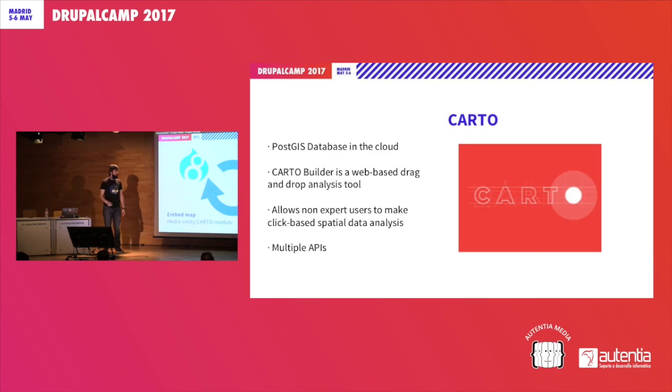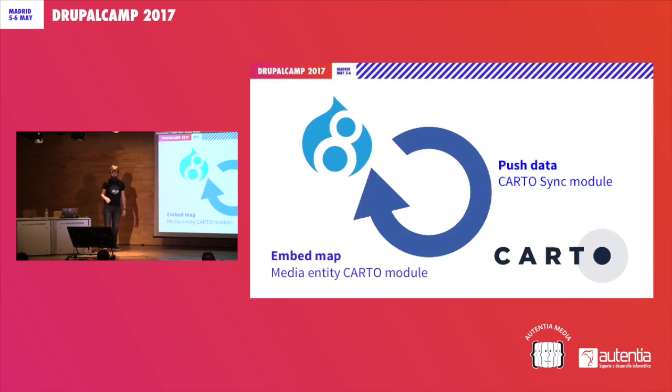So the workflow we are trying to show here is that we have Drupal 8, we have all our data in Drupal 8, we have nodes, we have users, whatever, and what we want is to push that data to Carto, to store it in Carto, and then to create the maps, the analysis, or whatever, and then bring back all that data to Drupal as a module, as a map, whatever.